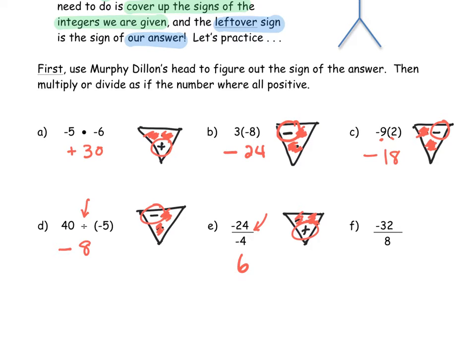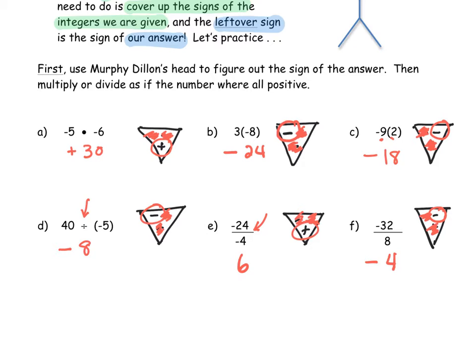Pause again and try letter F. The answer is negative, and we're going to ask ourselves how many groups of 8 it takes to get 32. There are 4 groups of 8, and the answer is negative 4. Now, the advantage of Murphy-Dillon is it's the same face repeatedly. We just have to use it based on what's given.